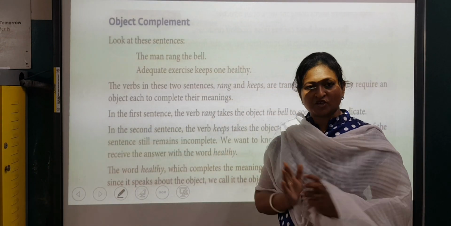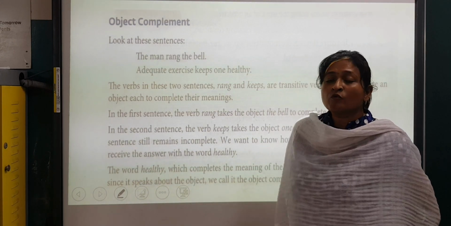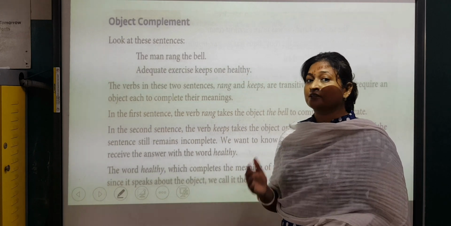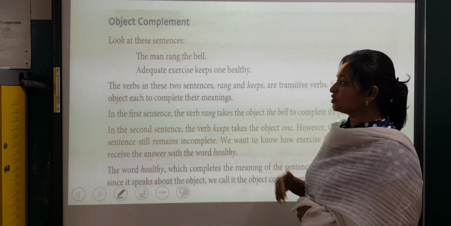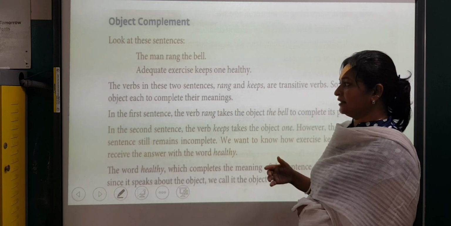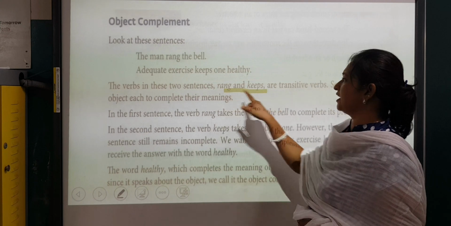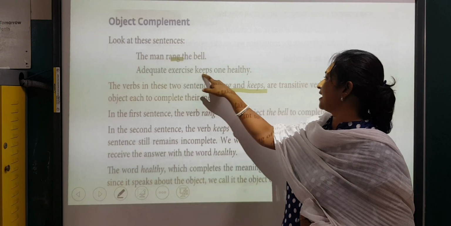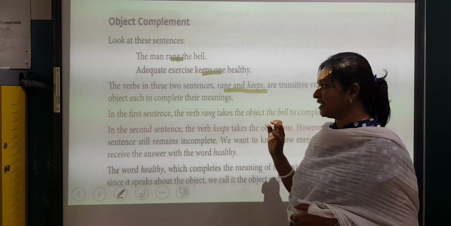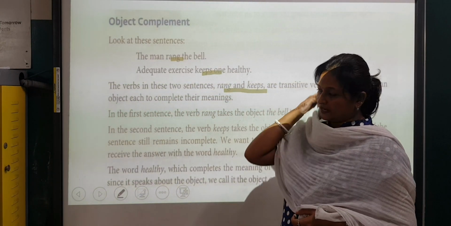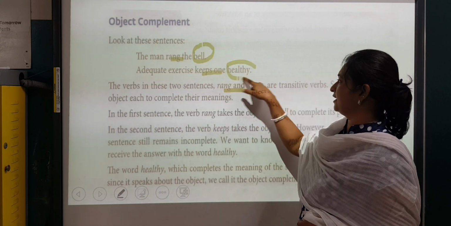So, subject complement, the first half of the chapter is over. Now we will be learning about object complement. The man rang the bell. Adequate exercise keeps one healthy. So here the verbs in these two cases, rang and keeps, are transitive verbs. So they require an object each to complete their meaning. So you can see the objects bell and one.